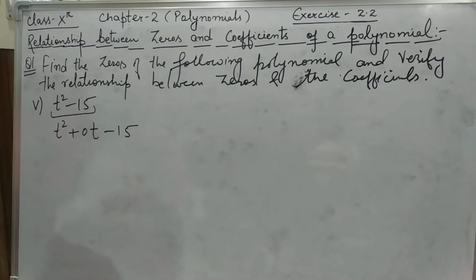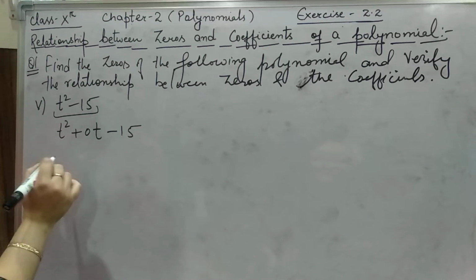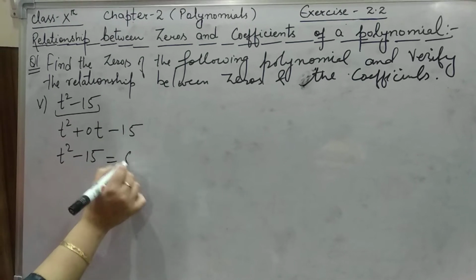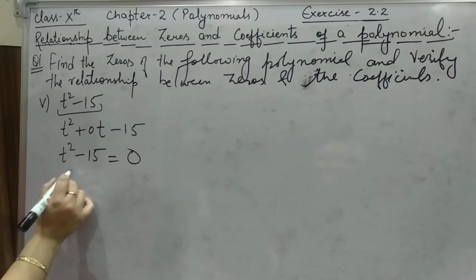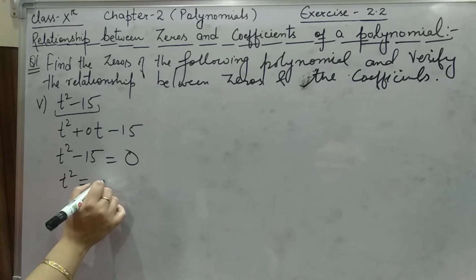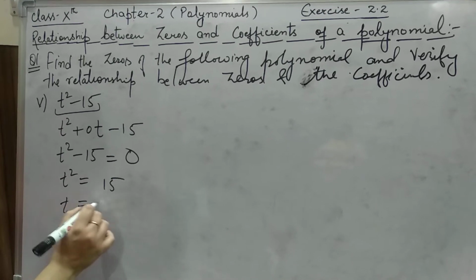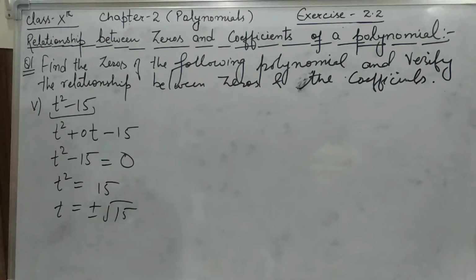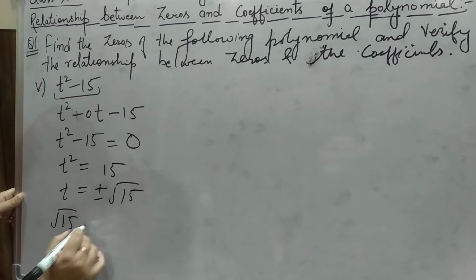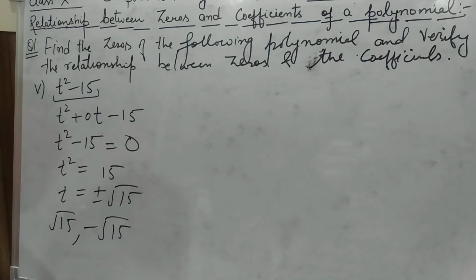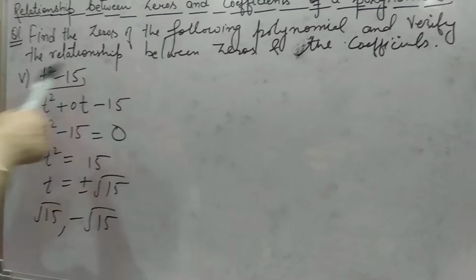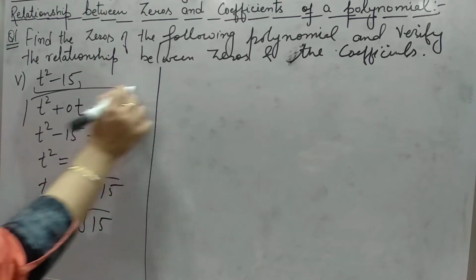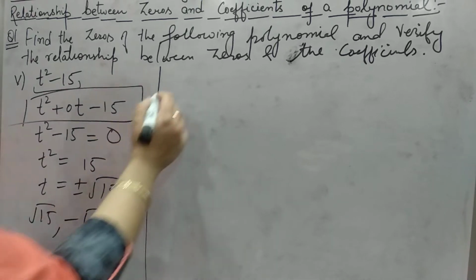Now we have to find the zeros, as this term is cancelled because 0 is there. So to find the zeros, we have to equate it with 0. t square is equal to 15 and t is equal to plus minus root 15. Means the two zeros are root 15 and minus root 15. Now again we have to verify the relationship between zeros and the coefficients. So how can we verify? This is the polynomial.